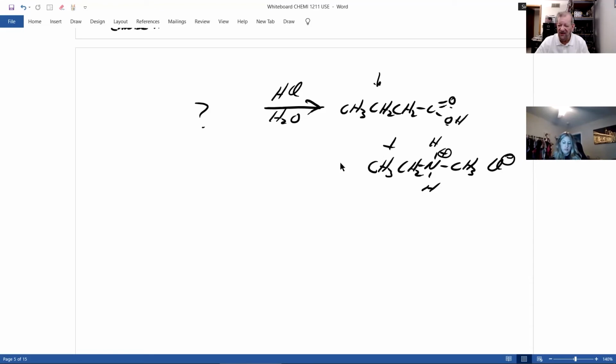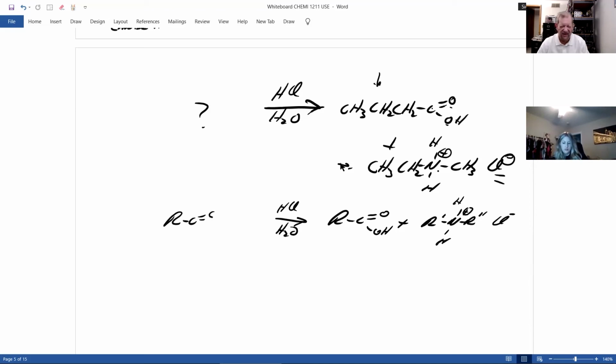Ooh, two oxygens on the same carbon. And I have carbonyl, carbon double bond to oxygen, hydroxyl group, carboxylic acid. And if we look here, nitrogen, and it's got R prime, nitrogen, R double prime, two hydrogens, and it's got a plus charge on the nitrogen and chlorine minus. And what do you react with HCl and water to make that? And the answer is an amide.